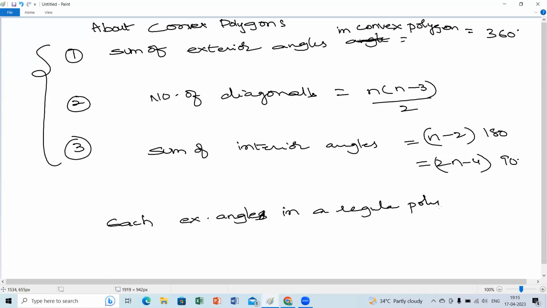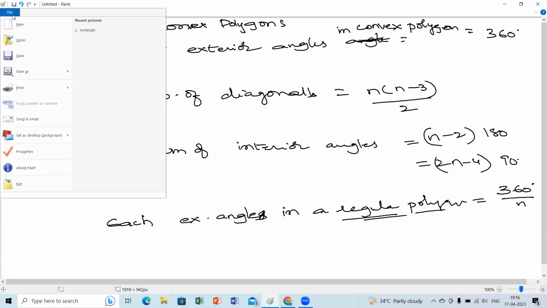What is each exterior angle of a regular polygon? Regular means all sides and angles are equal. So 360 divided by n. Right. Can I write 360 divided by n? Yes, ma'am. These are formulas, no need to remember, children. If you know the basic formulas directly, you can apply them to the sub formulas and do the application part easily. These are the basic points we discussed.